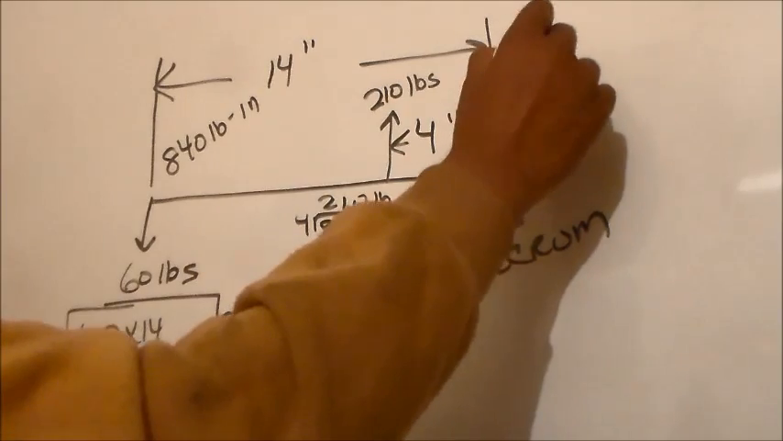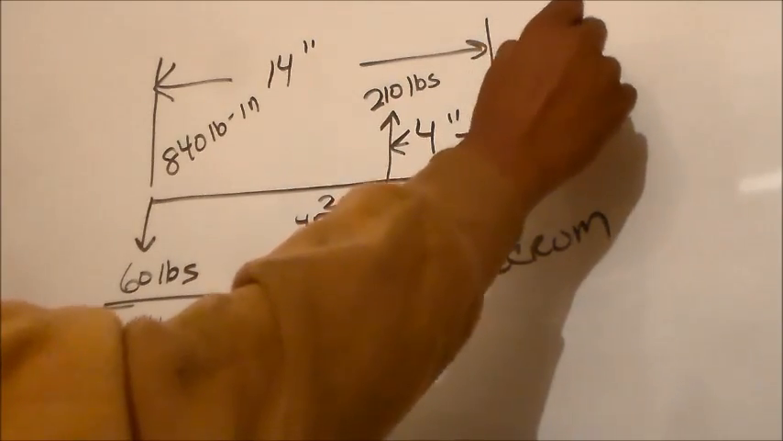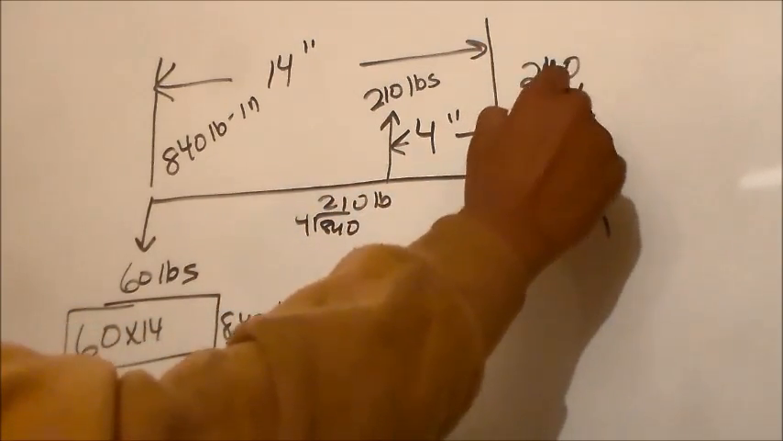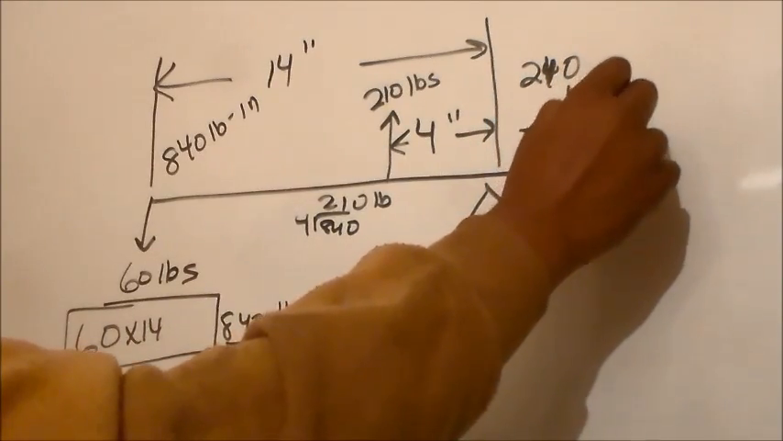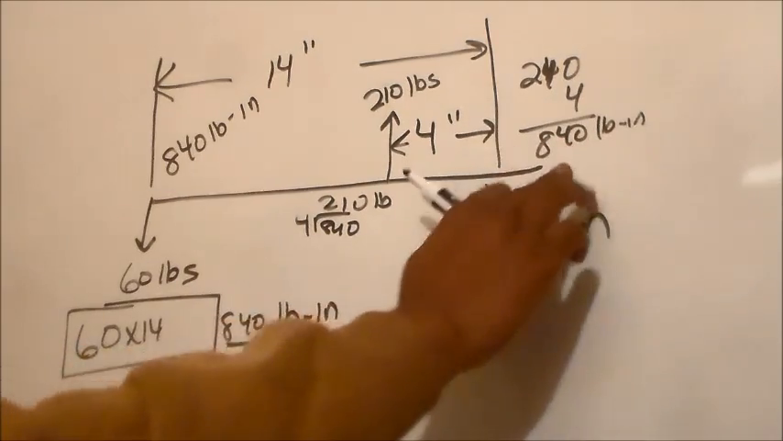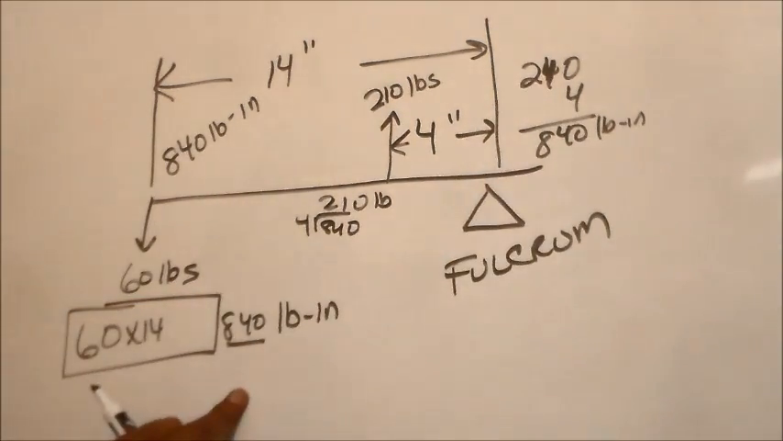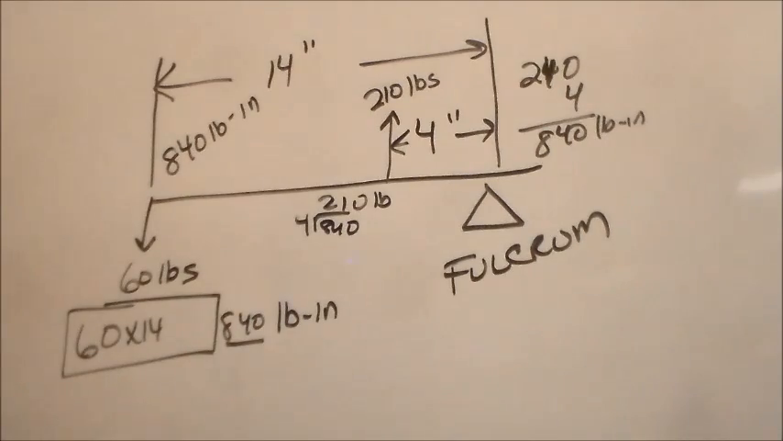And then 210, I'm sorry, that was 210 times 4 is 840 pound inches. So we have 840 pound inches here and 840 pound inches here, and that is what is required to balance it out.